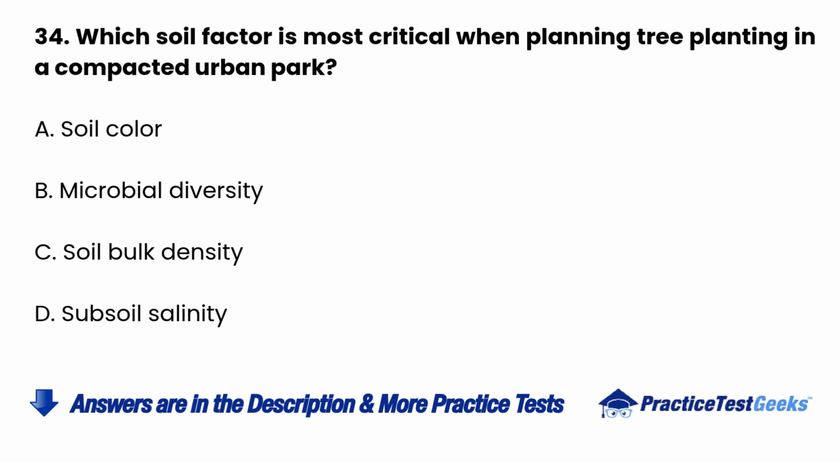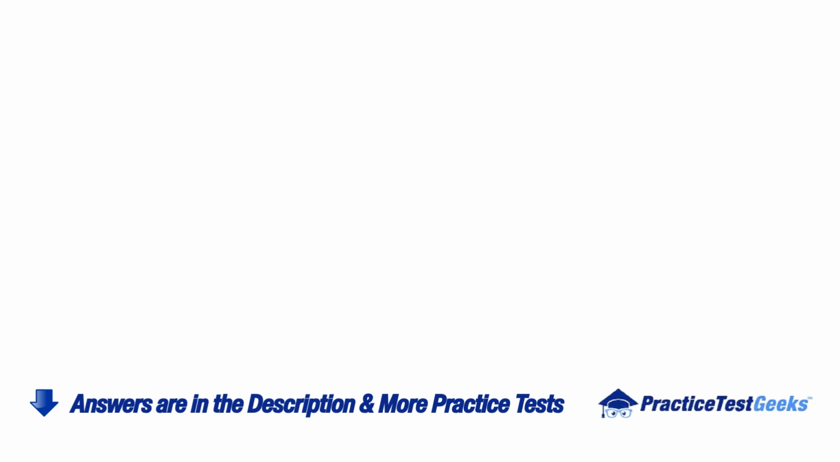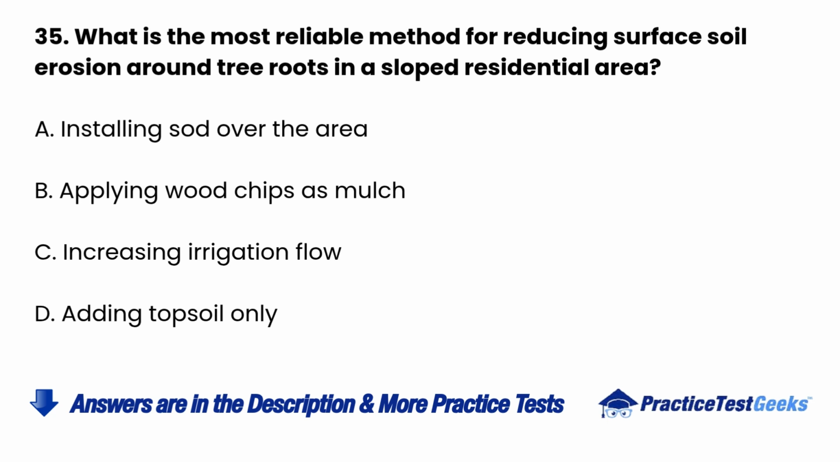34. Which soil factor is most critical when planning tree planting in a compacted urban park? A. Soil color. B. Microbial diversity. C. Soil bulk density. D. Subsoil salinity.